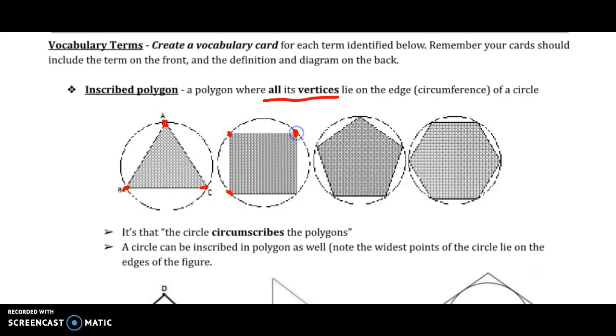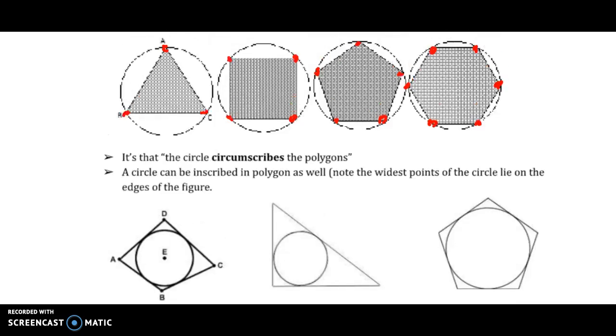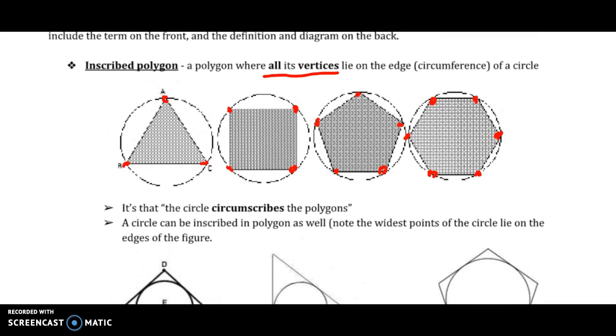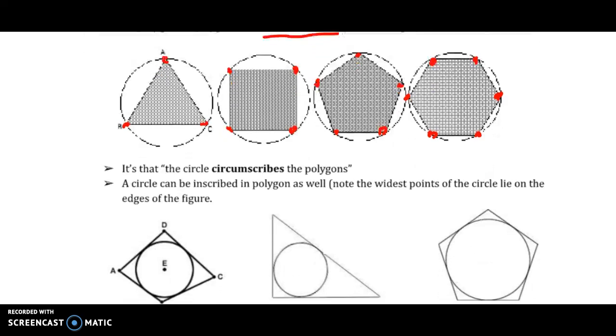So notice all these dots that I'm making, those are the vertices or the angles of the figure. Those angles all must lie on the edge of the circle in order for it to be considered inscribed. It is said that the circle circumscribes the polygon. So when the polygon touches the edge of the circle, it is completely contained within the circle, and the circle circumscribes those polygons. Circumscribe, we will see that term later when we talk about circles.